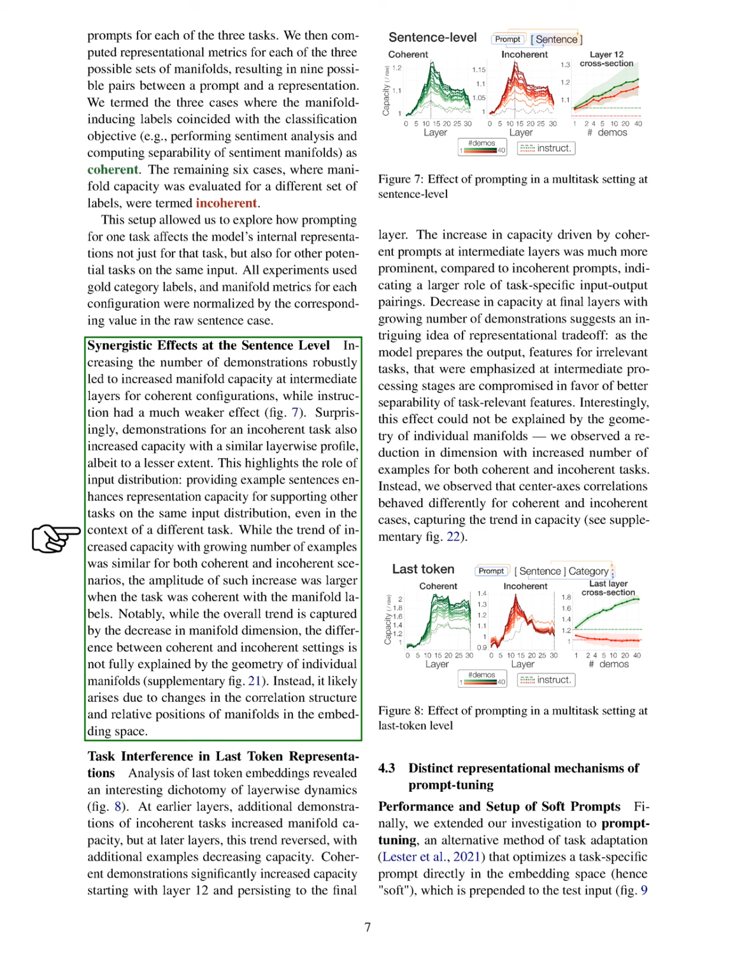Section: Synergistic effects at the sentence level. In this section, we explore the synergistic effects at the sentence level. We found that increasing the number of demonstrations significantly boosted the capacity of intermediate layers for coherent tasks, while the impact of instructions was much weaker. Interestingly, even for incoherent tasks, more demonstrations still increased capacity, though to a lesser degree. This suggests that providing example sentences can enhance representation capacity for related tasks, even if the tasks differ.